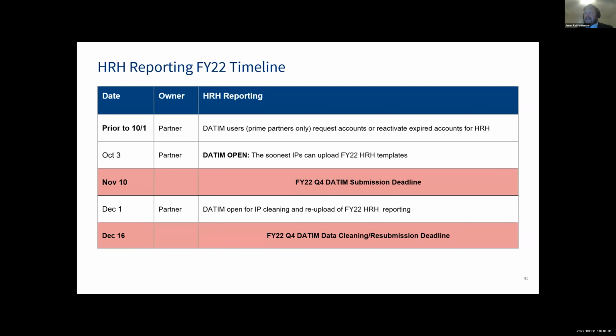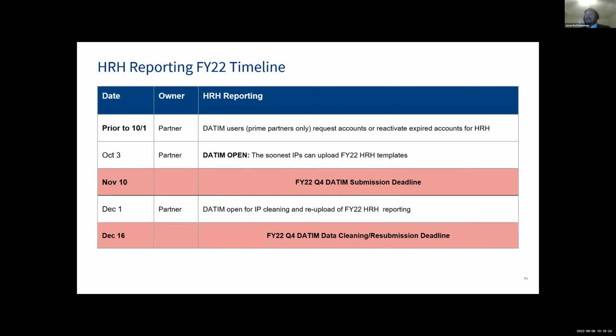But as I said, please request a Datum account, because October 3rd to November 10th is when it is open for submissions for the Q4 submission period. And then it is also open for a second 2-week window, December 1st to December 16th, if there are corrections that need to be made. But outside of those 2 windows, the system is closed for submitting HRH inventories for FY22.